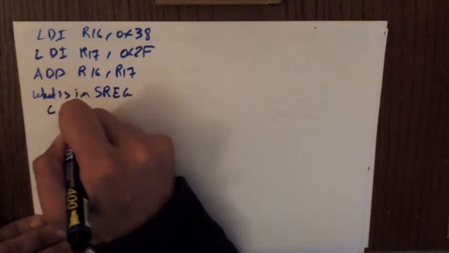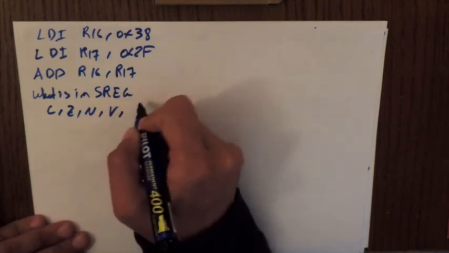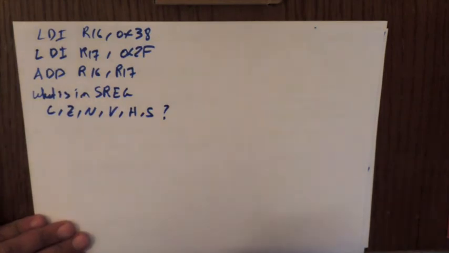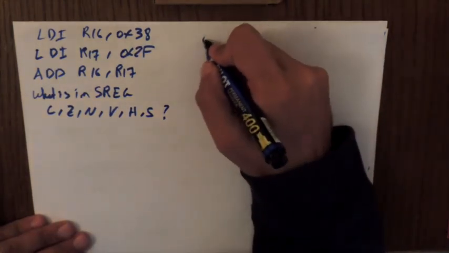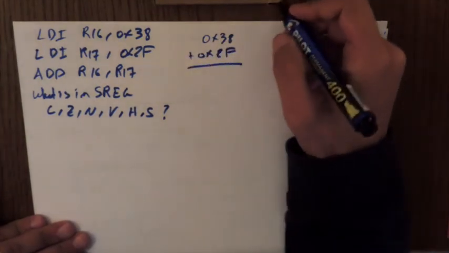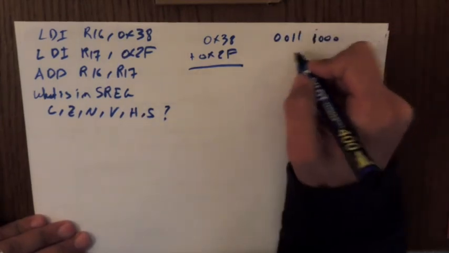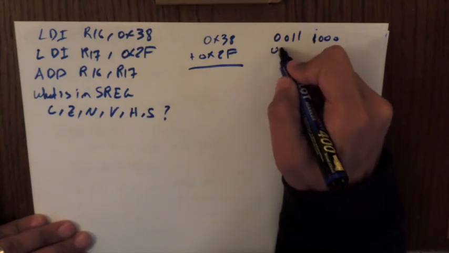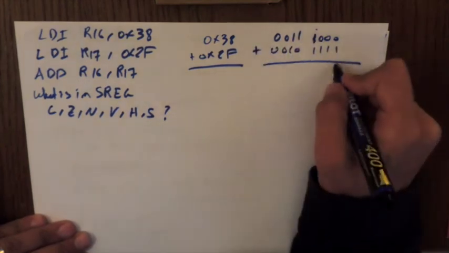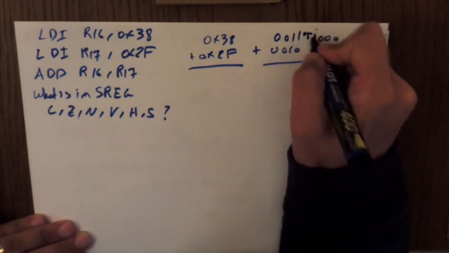what's C, Z, N, V, H and S. So what are these values? What we can do is, we have 0x38 plus 0x2f. We can change them to binary. Okay, and we have here 0, 0, 1, 0, 1, 1, 1, 1. So if I add those two numbers, 1 plus 1, 1, 1, and here I have 0. So you notice that I have a carry of 1 here.